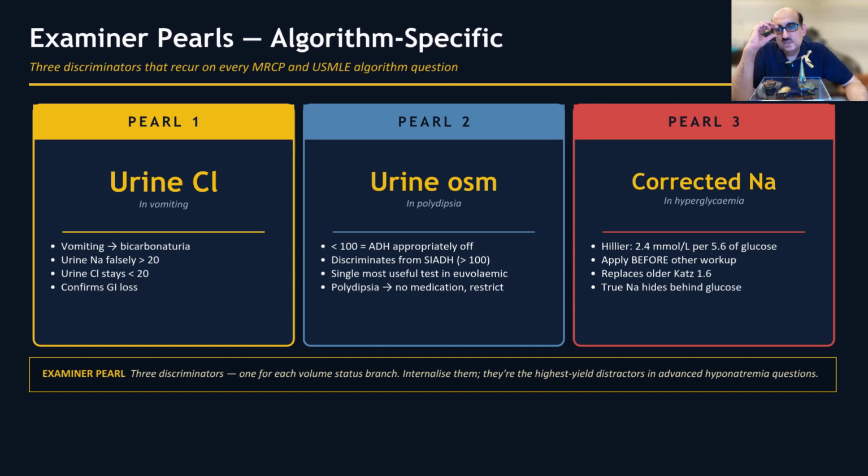Pearl number 3 is the correction of the sodium for hyperglycemia. It's a translocational hyponatremia, so Hillier's correction has to be applied before anything else is done. So do not treat the sodium, treat the glucose, and the water will follow, and the sodium should gradually improve.